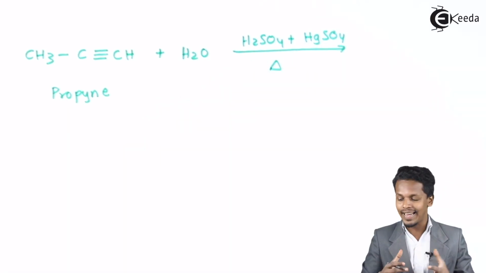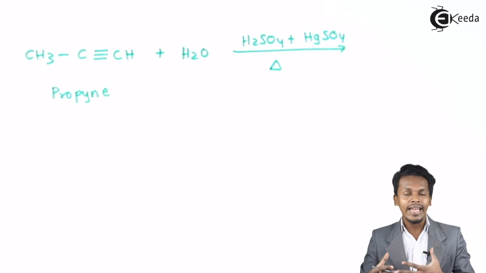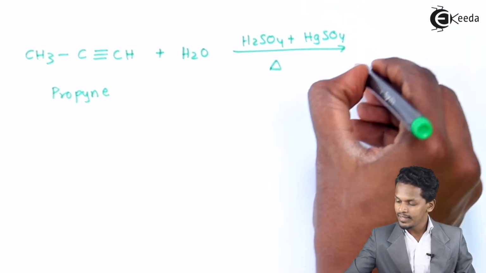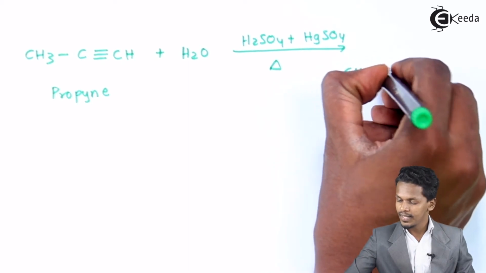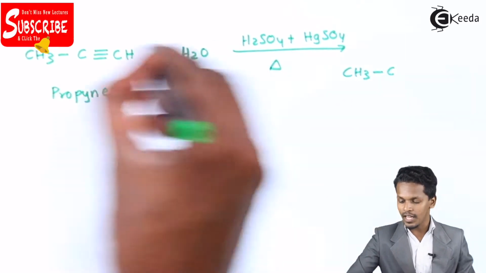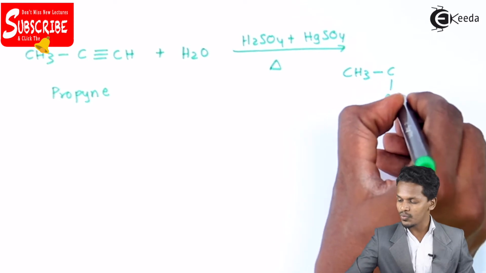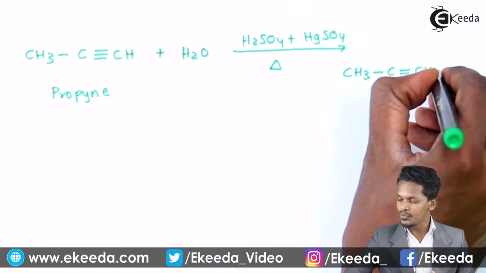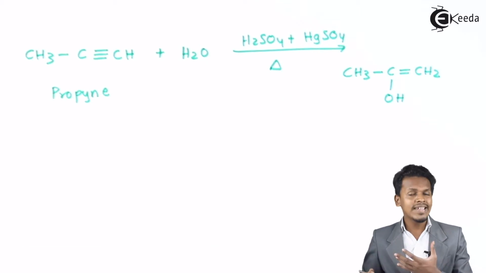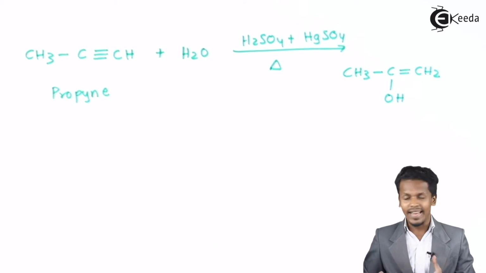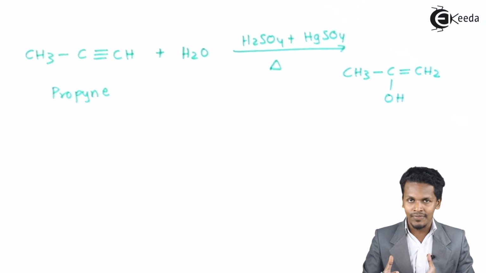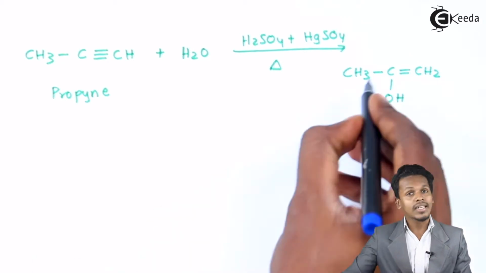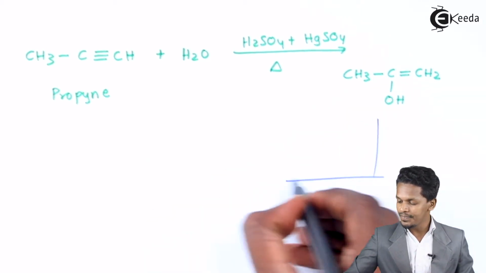this propyne will be converted into a vinyl alcohol, and that could be written as CH3, and here on this carbon the OH group will be attached, and now this CH will be converted into double bond CH2. Obviously it is an alcohol that we have formed here, but this is not the final product that we would get. This product will undergo tautomerism.